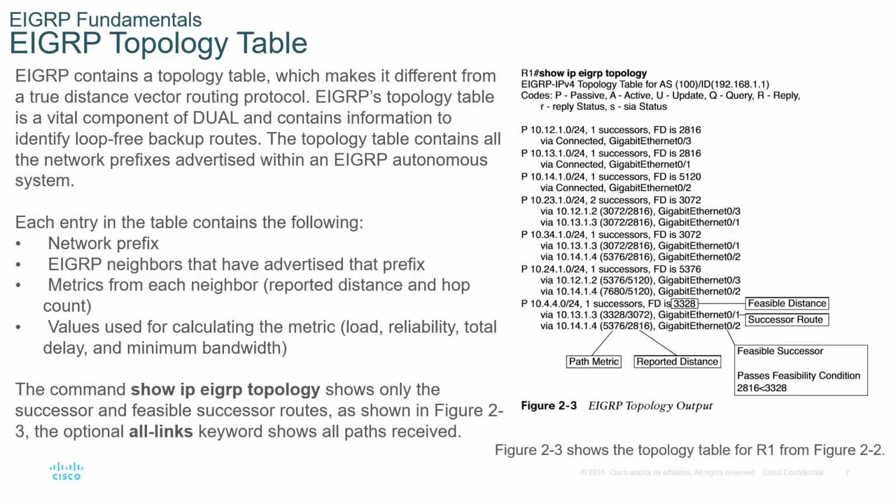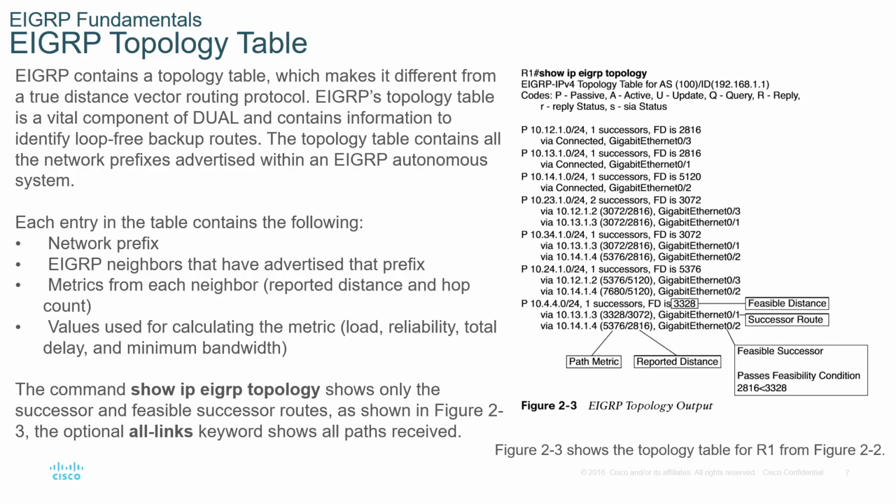So what makes up the table? The network prefix, the neighbours that advertise that prefix, the metrics that are reported to it. So that's both the distance and hop count, and then the metric calculation, so the load, reliability, the delay, and bandwidth.